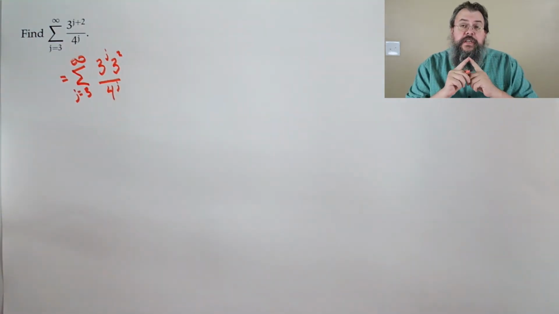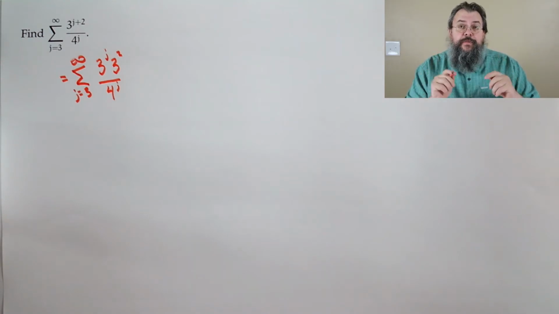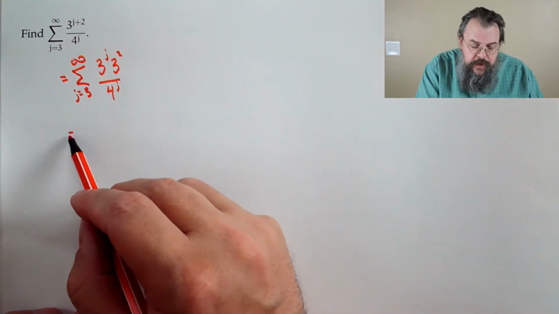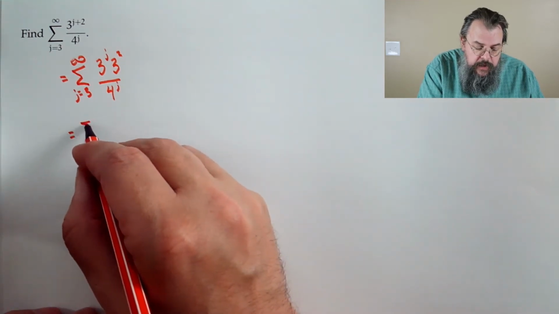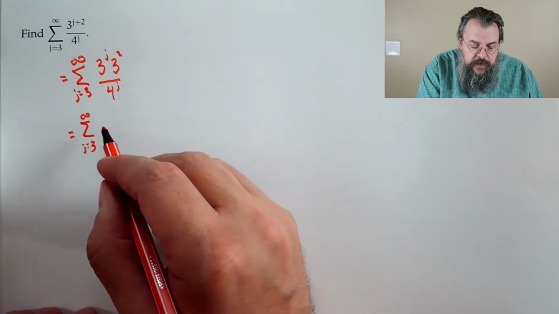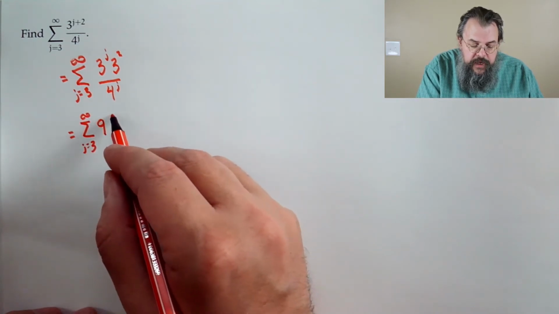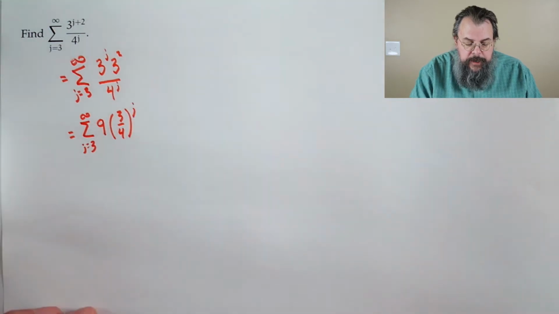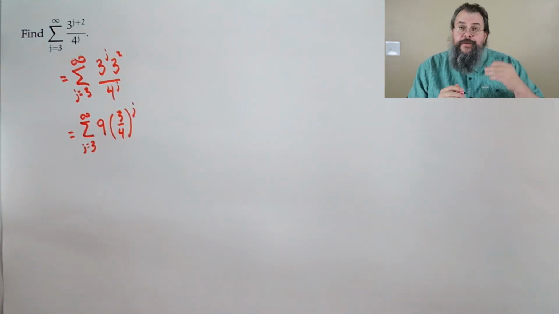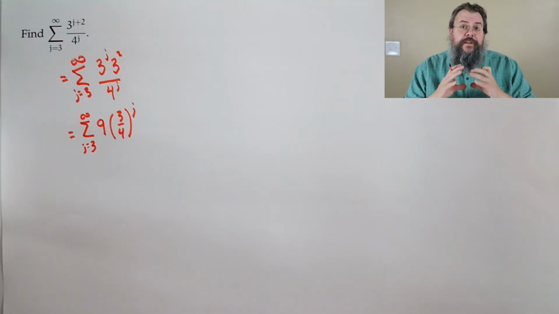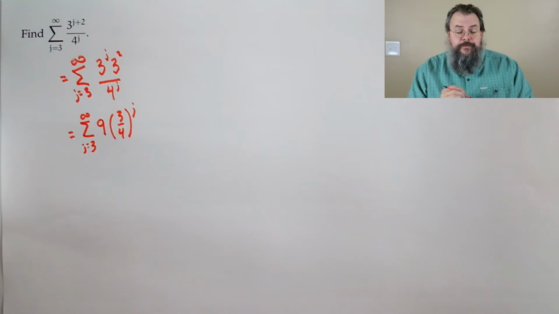Because addition in the exponent means you can separate it as multiplication. Now, 3 squared, also known as 9. So this becomes the sum, j equals 3 to infinity, of 9 times (3/4) to the power j, because we have 3 to the j upstairs, 4 to the j downstairs. We want to write it in the right form so we can easily identify what our pieces are.